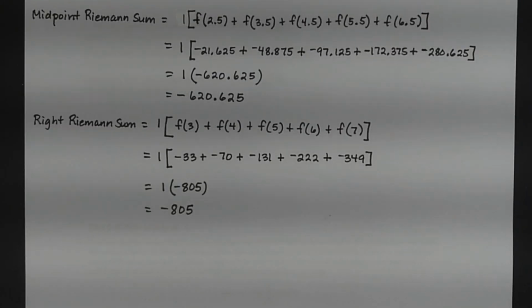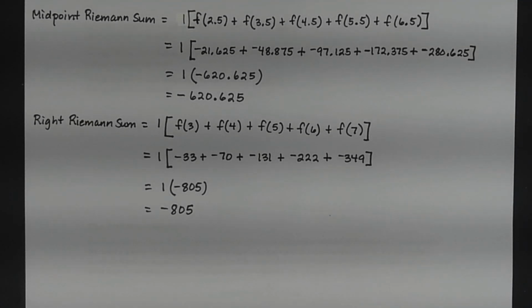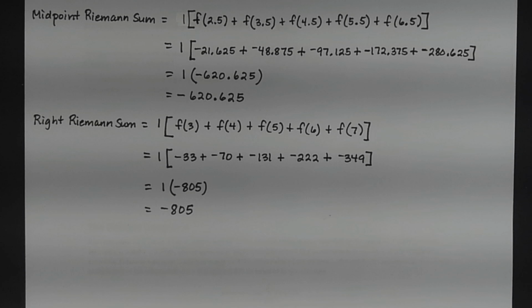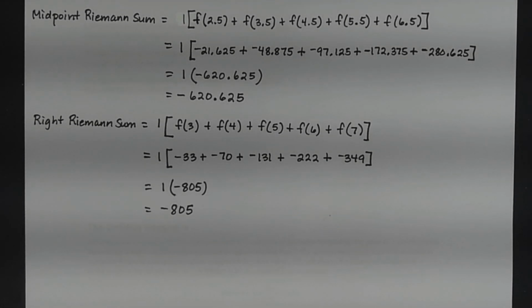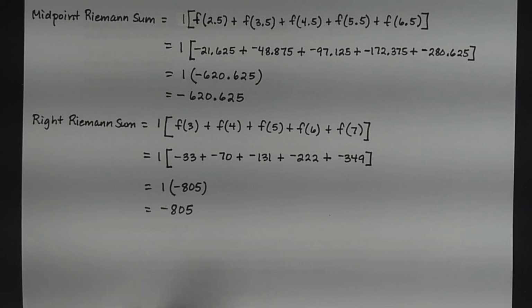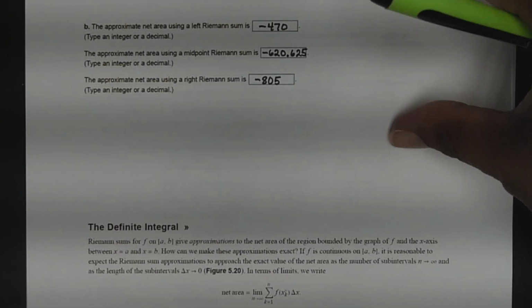Okay, so that was example 1. Here we had to use all 3: the left, the midpoint, and the right Riemann sums. All right, next is the definite integral. We'll talk about that.